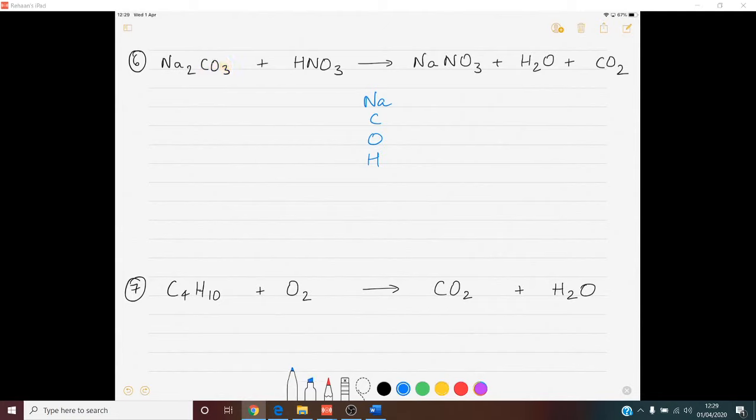If we count, we have 2 sodiums on the left, 1 carbon, total number of oxygens. Now, an important point here, NO3 we can group together, because NO3 on the left is still NO3 on the right hand side. So that's one I missed out from the list. NO3.